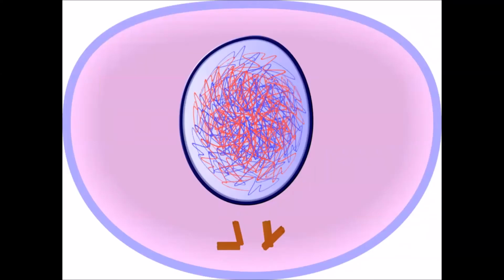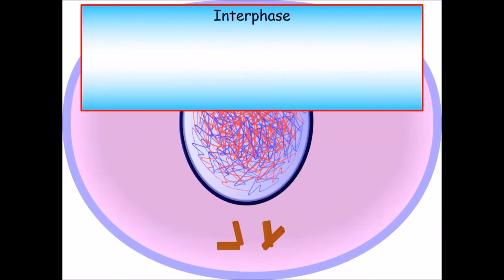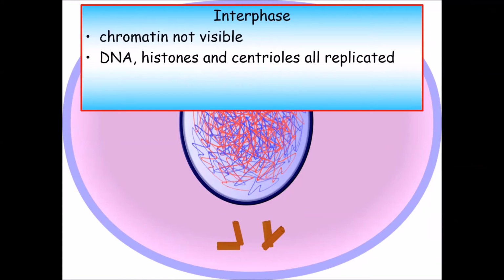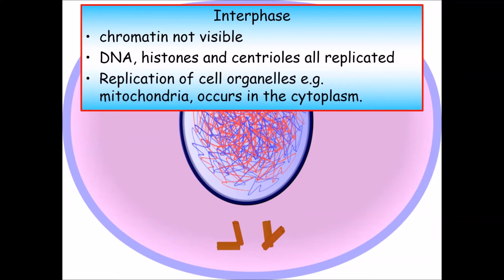There are a few other features of interphase we need to know about. The chromatin is not visible. You can't see it. The nucleus appears cloudy. However, during this time, the DNA, the histones, and centrioles, those two little structures at the bottom of the picture there, are being replicated. You've also got replication of all the cell's organelles, such as the mitochondria and so on. That's happening in the cytoplasm.